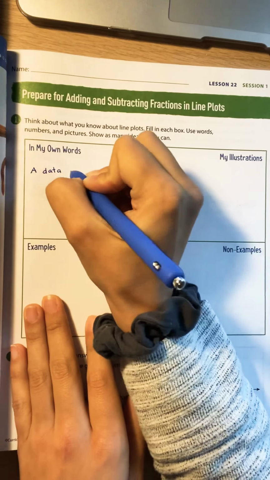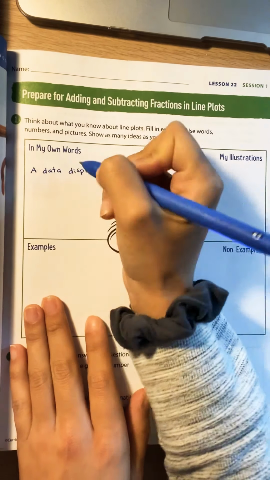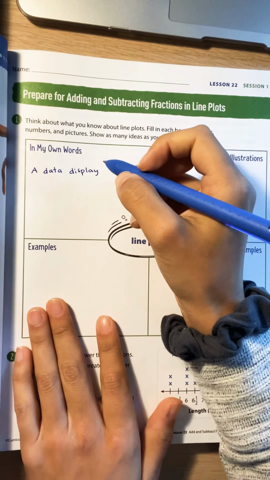I'm going to write a data display. Do you guys say data or data? I feel like I use them both. I don't know. They're both right.